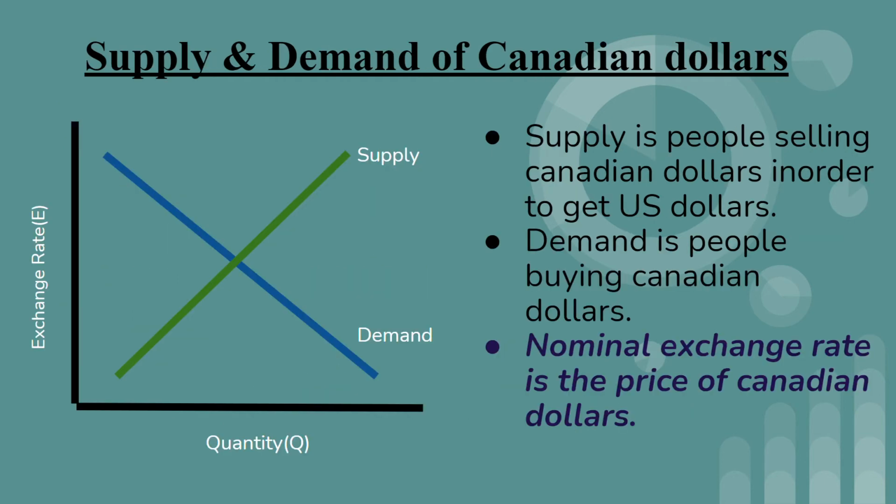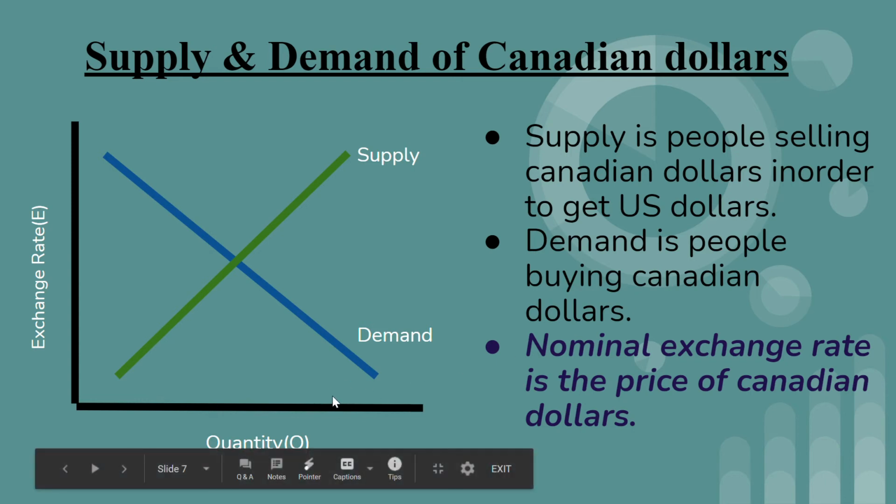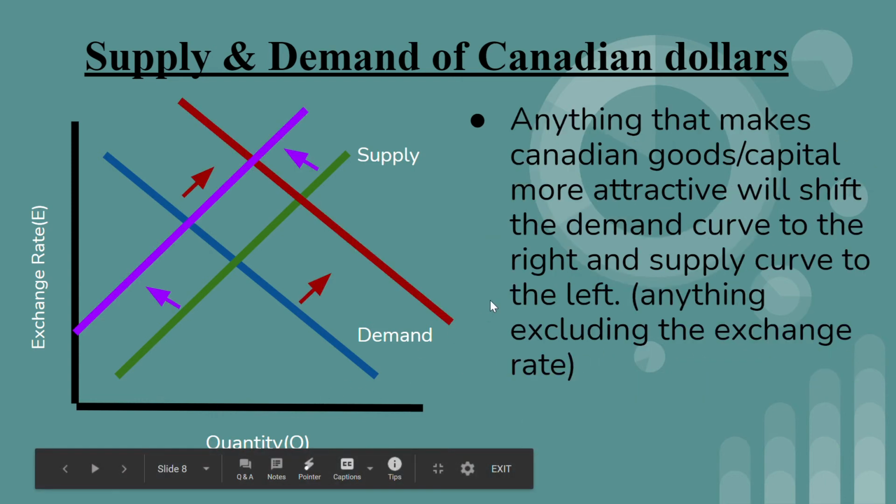So let's look at the supply and demand of Canadian dollars now. The supply is going to be people selling Canadian dollars, and the demand is going to be people buying Canadian dollars. And this is basically the same as any demand and supply model we know, such that when the price is high, the demand is low, and when the price is low, the demand is high. The price of the Canadian dollar is going to be the nominal exchange rate. And on the horizontal axis, we have the quantity of Canadian dollars.